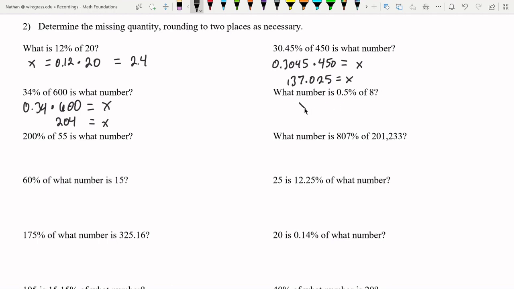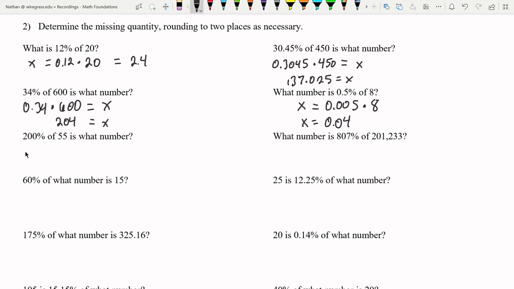Okay, what number is 0.5%, be 0.005 of 8? So we're talking about a very small percentage, so we expect this number to be very small. Okay, 0.005 times 8 gives me 0.04. 0.04 is 0.5% of 8.